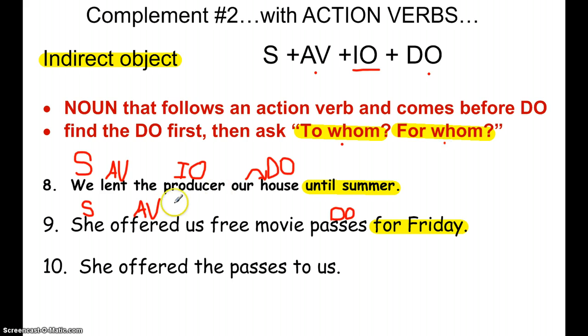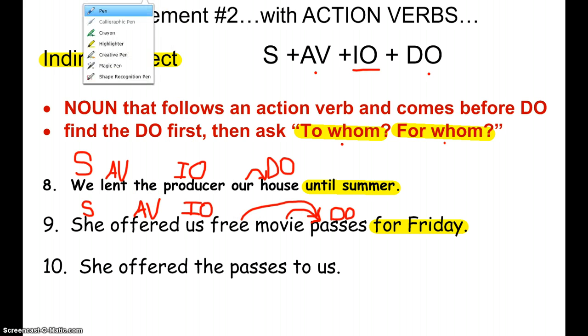Did she offer the passes? She offered the passes to us. So there's my indirect object. I've got some modifiers in here. What kind of passes? Movie passes. Free movie passes.